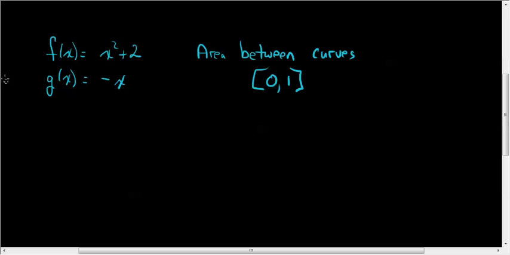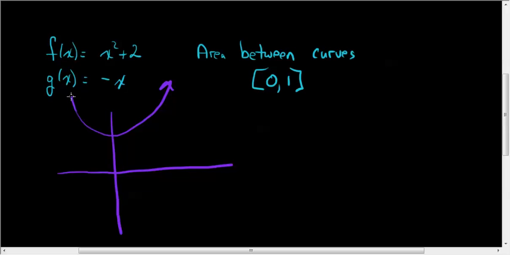Let's look at an example real quick here. This example asks us to find the area between two curves on the interval 0 to 1. The first one is x squared plus 2, and the other one is negative x. Well, x squared plus 2 is a parabola that starts like this. And g of x, I should have changed colors, g of x is negative x, slope of negative 1. It looks like this.